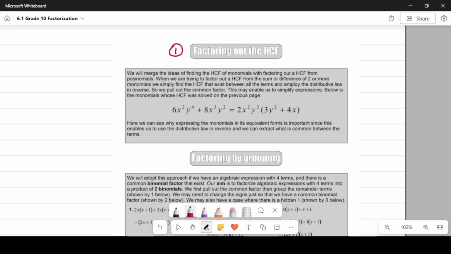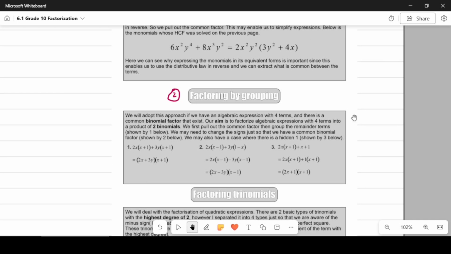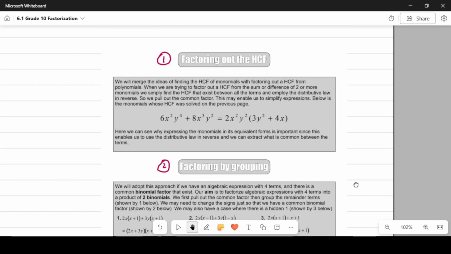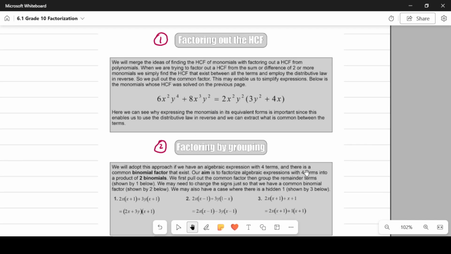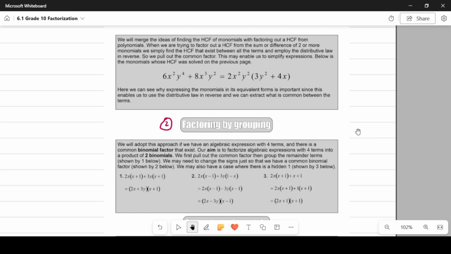The second type we're going to learn at grade 10 is called factoring by grouping. So I want you to call it number 2 and let me elaborate on what this is. It's a very simple idea, very similar to factoring out the HCF, but it's just a different technique. We will adopt this approach if we have an algebraic expression with 4 terms.